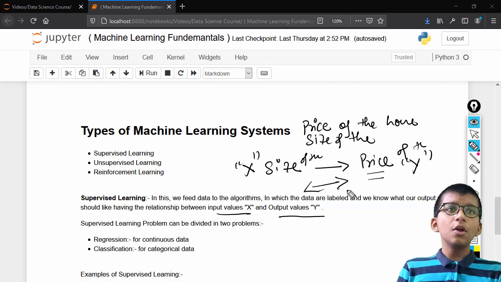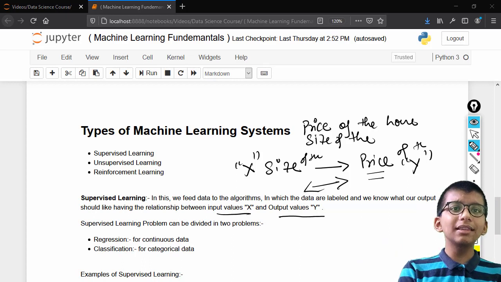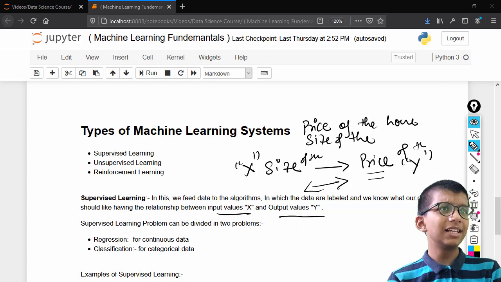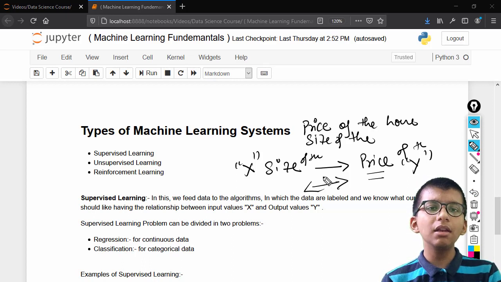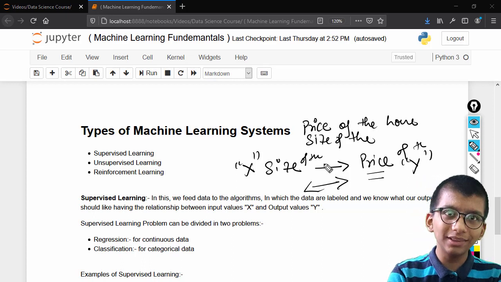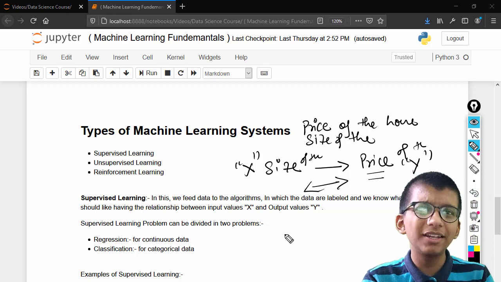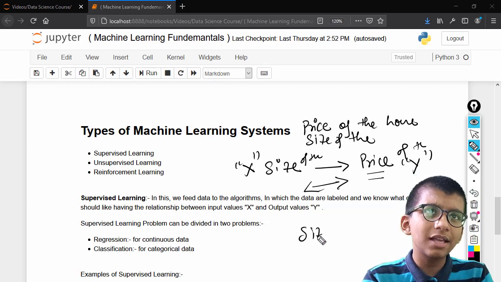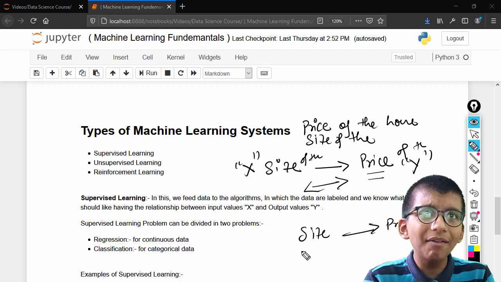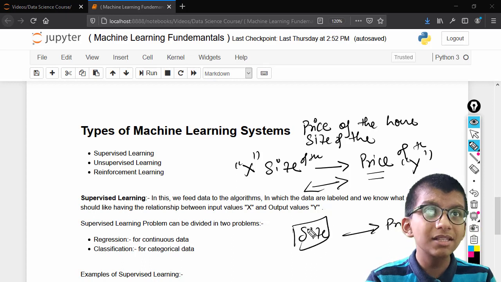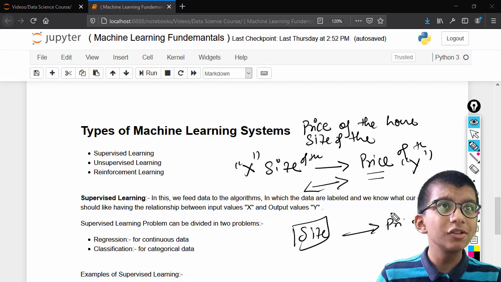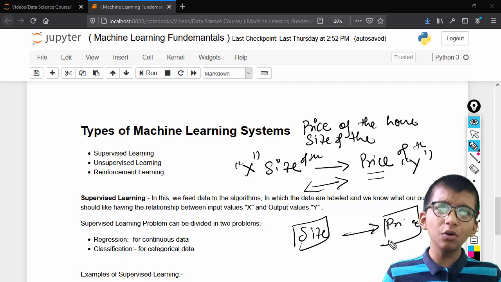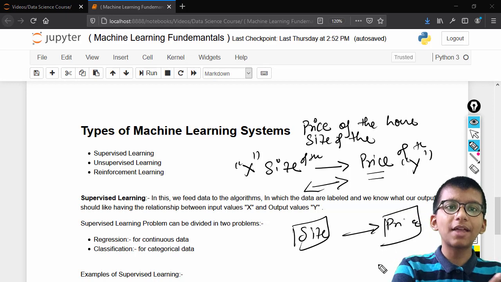Okay, so what we do, we have labeled data. What do you mean by labeled data? Labeled data means that we know what our output should look like. Let's say we have a size and we want to predict the price. So we have a clear goal of what we want to predict. We want to predict the price of the house, so it's a label. If we have a clear goal, we know what our output should look like.